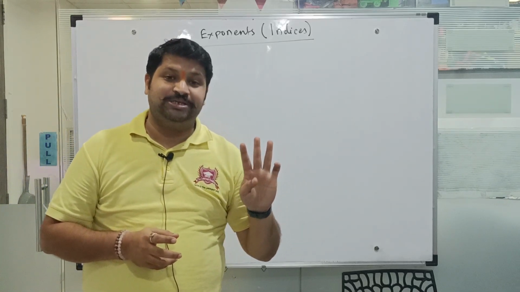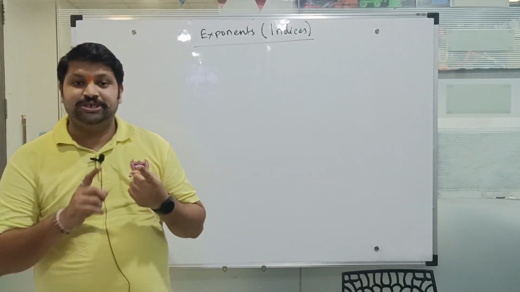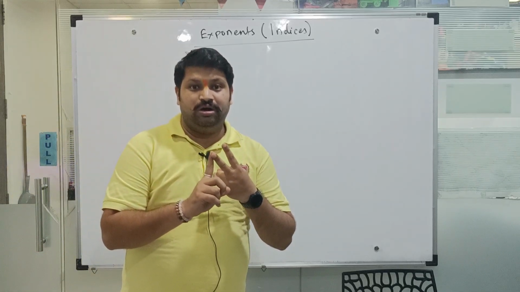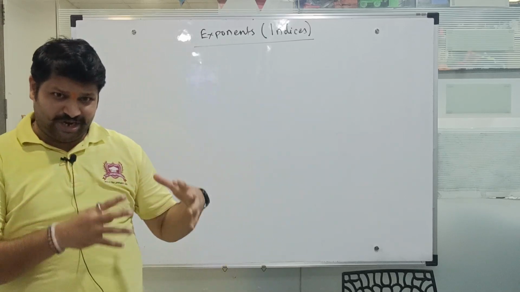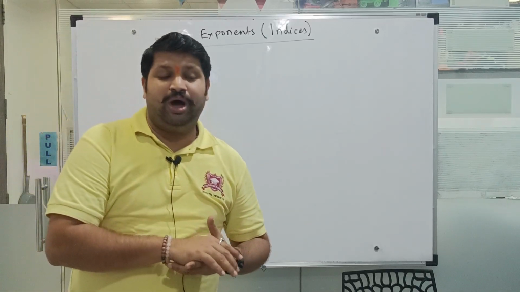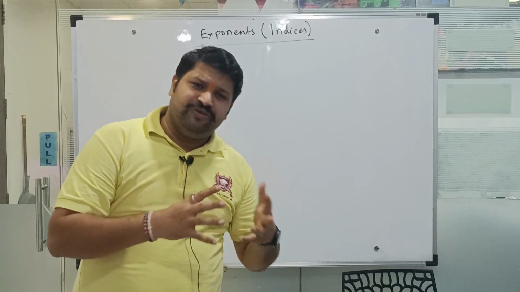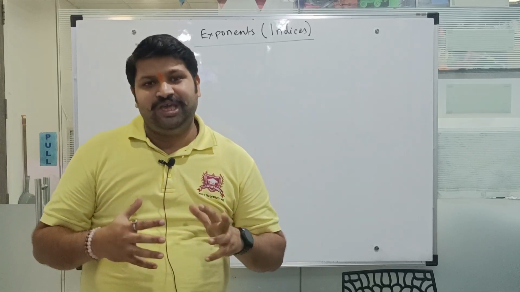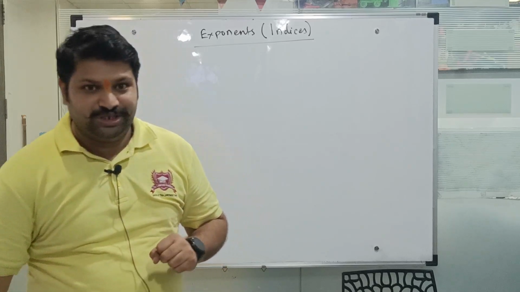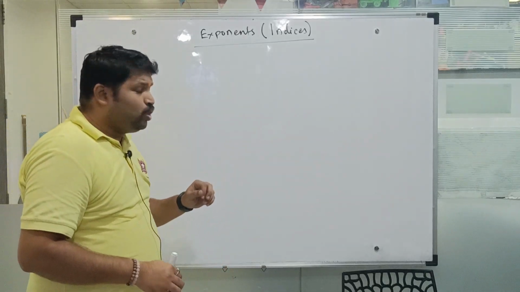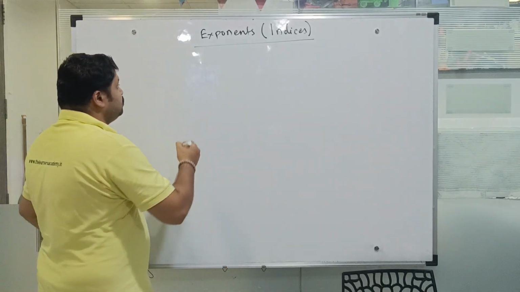There are three basic laws that govern indices: the product law, the quotient law and the power law. So let us first write them each one by one and solve an example on them, so that we can get a brief idea about what these laws are. So the first law is the product law.